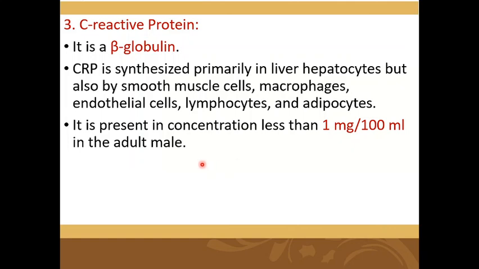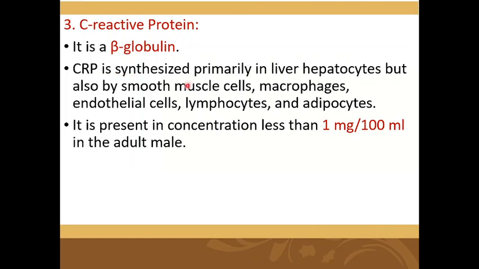Then we come to the third protein, which is known as C-reactive protein. It is a beta globulin, right? So C-reactive protein is synthesized in the liver, hepatocytes, but also, what was the first one? The first was haptoglobin, then transferrin, and the third is C-reactive protein. Listen to this lecture very carefully. It's a bit difficult. It is a beta globulin.